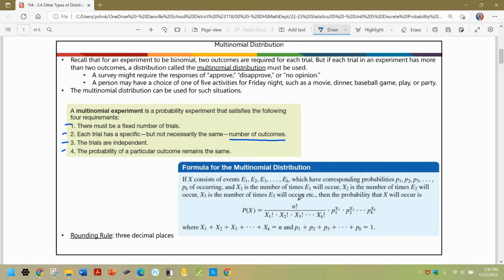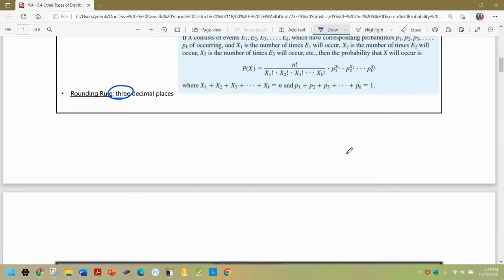Now, the formula for finding the multinomial distribution does not have a shortcut. Basically, you're going to take the n, which is the number of trials, and put that on the top. And then on the bottom, you're going to divide by factorials of how many times each outcome occurs, multiplied by the different probabilities raised to the number of times each is occurring. And then you multiply all this up, and round to 3 decimal places. So this formula looks really crazy, but kids, it's not that bad at all.